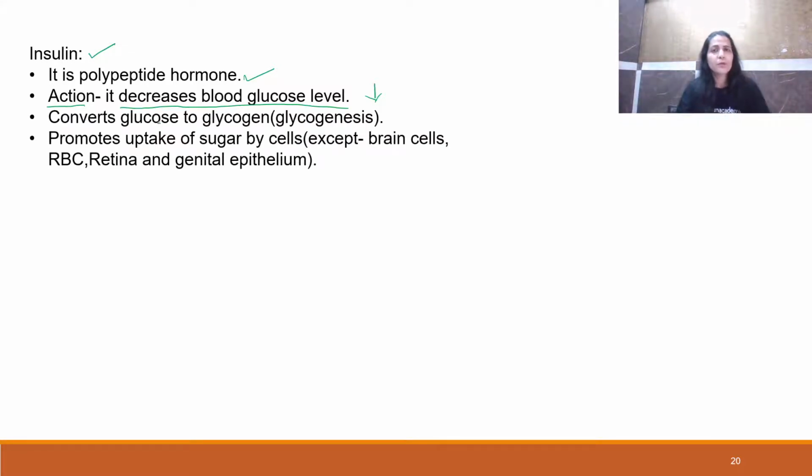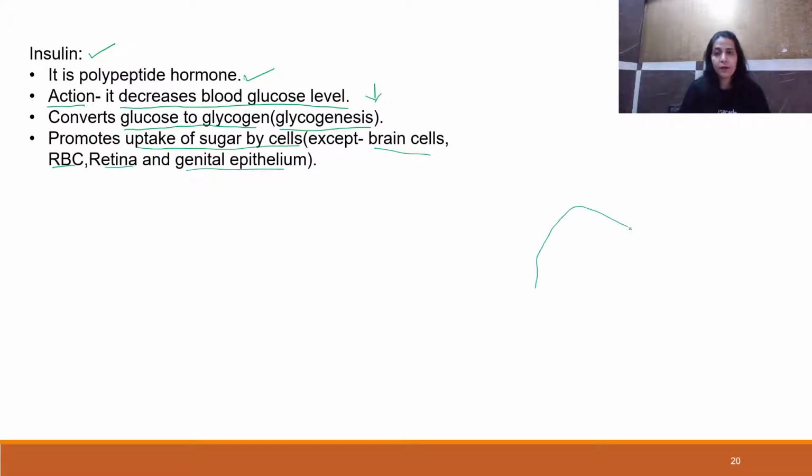It will do just the opposite of what glucagon was doing. It will convert glucose to glycogen. The process is called glycogenesis, the formation of glycogen. It also promotes uptake of sugar by the cells. Except which cells? It has no receptors on these cells. Remember, brain cells, RBC cells, retina, and genital epithelium. Except these cells, on all the body cells, it will enhance the uptake of sugar. Any doubt or confusion?